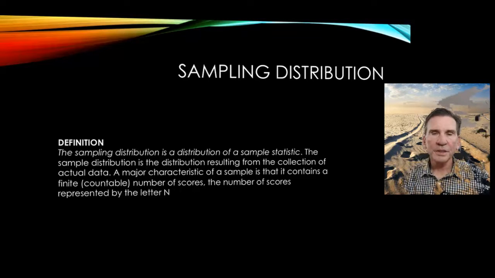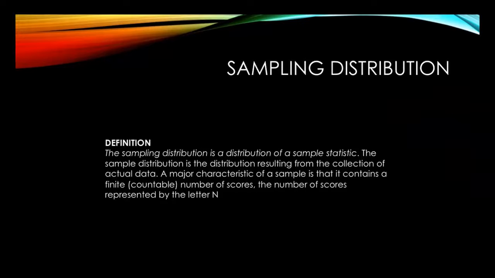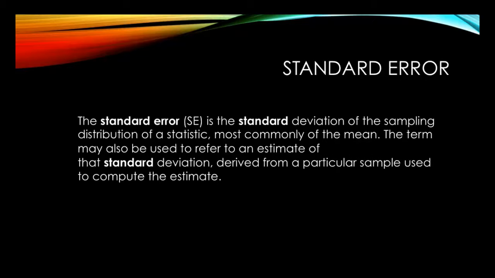A major characteristic of a sample is that it contains a finite or countable number of scores or values. The number of scores, well, it doesn't even have to be values. It can be labels. It can be an accumulation of a population, but a number of scores. And that number of scores is typically represented by the number n. We use an italicized n to denote a sample distribution.